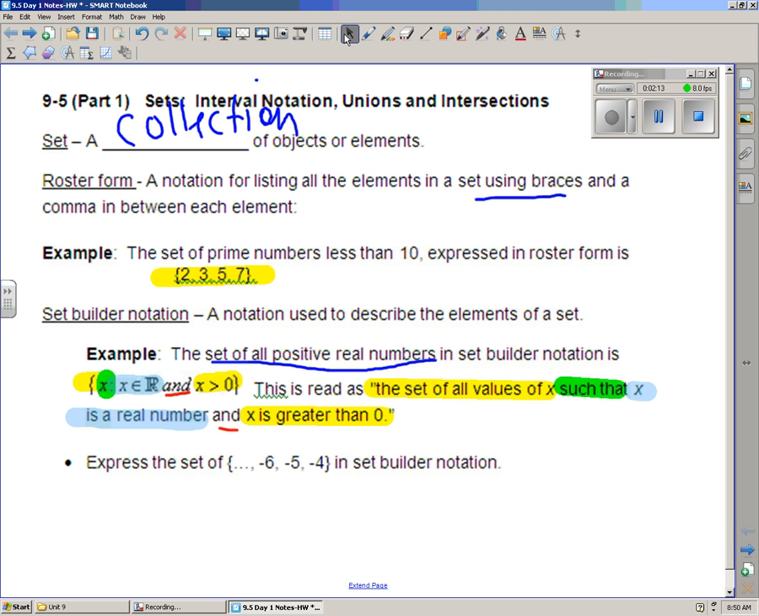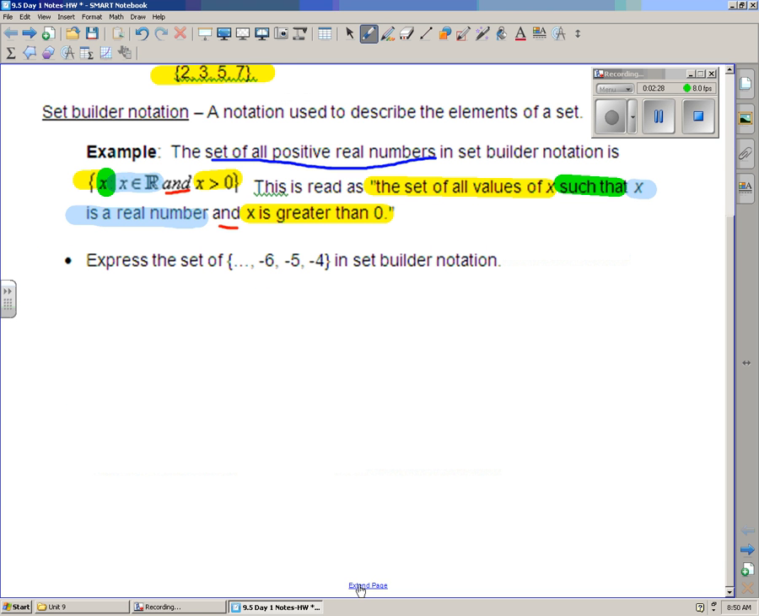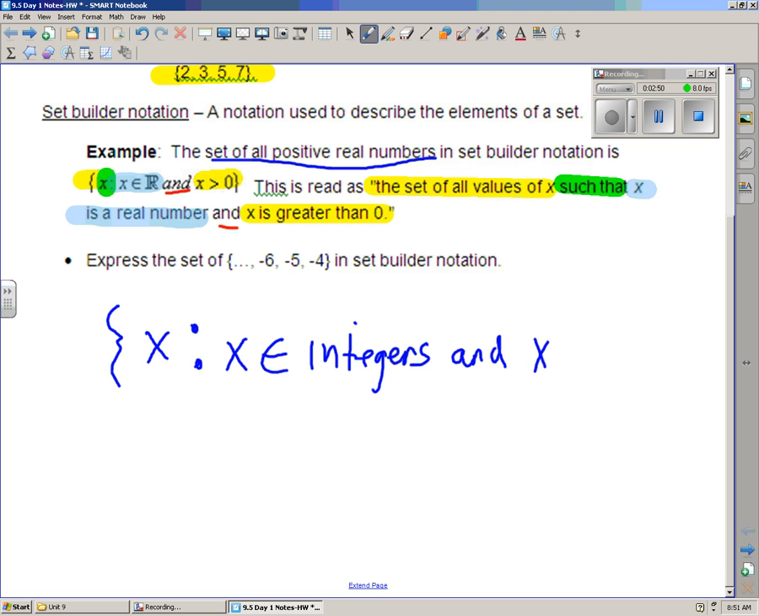But if you wanted to do this next bullet, express the set of numbers from negative infinity through -6, -5, -4 in set builder notation, what you need to understand is that all these numbers happen to be integers. So in set builder notation, I use my braces, and I want to say the set of all values of x such that x is an element of the integers and x is less than or equal to -4. And that's exactly what all this symbolic notation says about that number set up there. Don't get so caught up in it, not that big of a deal. You'll see some multiple choice questions on it.